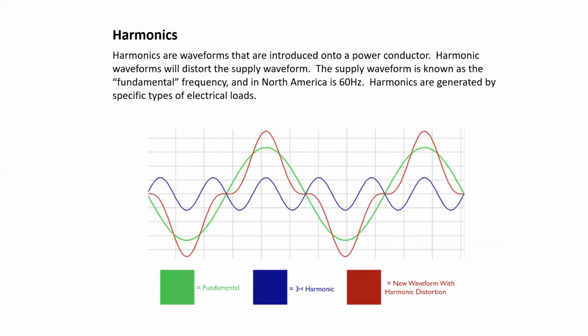Harmonics. Harmonics are a waveform distortion, and harmonics are waveforms that are introduced onto a power conductor. Harmonic waveforms will distort the supply waveform, which is known as the fundamental frequency. In North America, it's 60 Hz. Harmonics are generated by specific types of electrical loads.